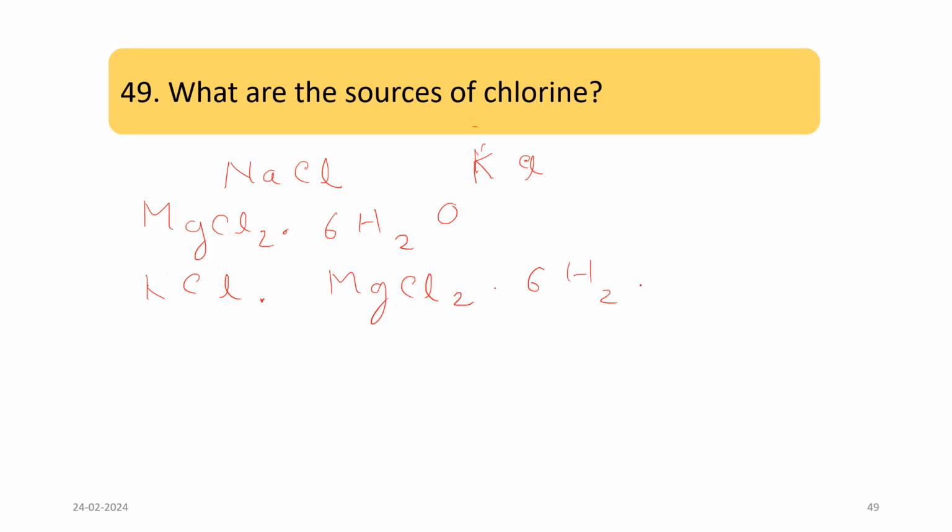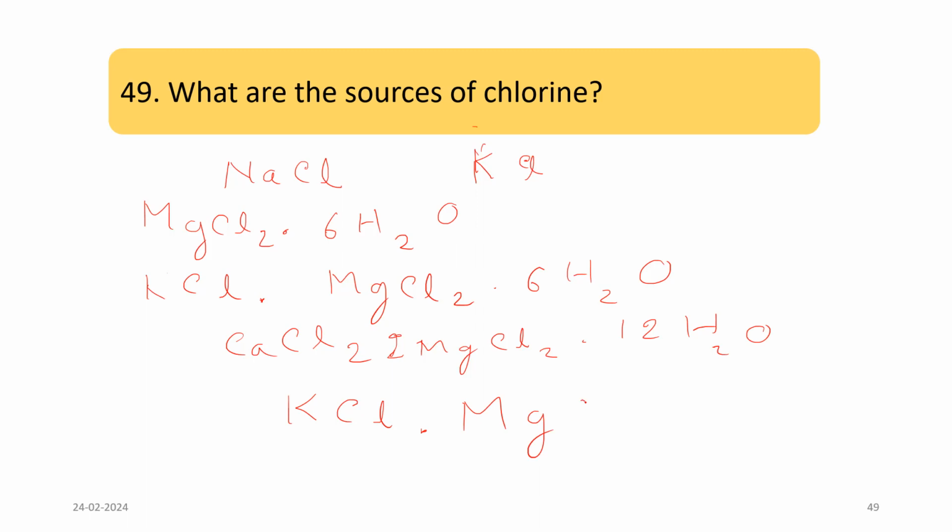Then tachyhydrite. Tachyhydrite is CaCl2·2MgCl2·12H2O. And the last one is kainite. It is KCl·MgSO4.